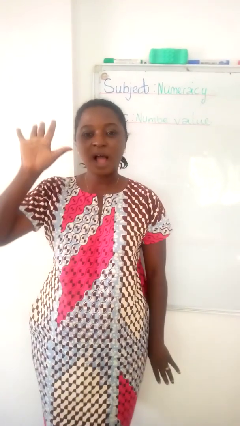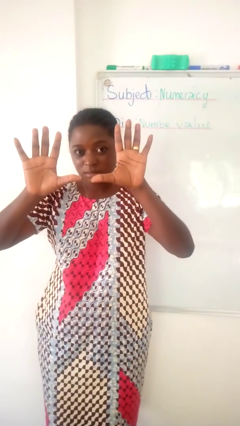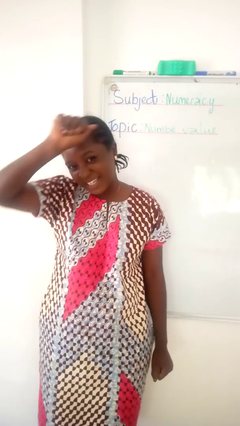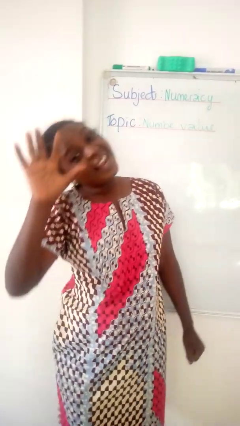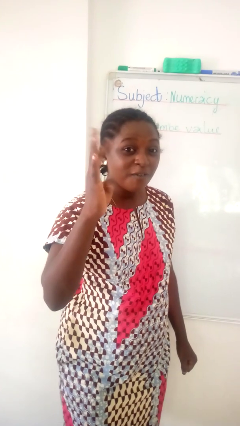So how many fingers do you have on one hand? Do you know? Some of you will know. And then two hands. How many fingers on one hand? Let us count together. 1, 2, 3, 4, 5.